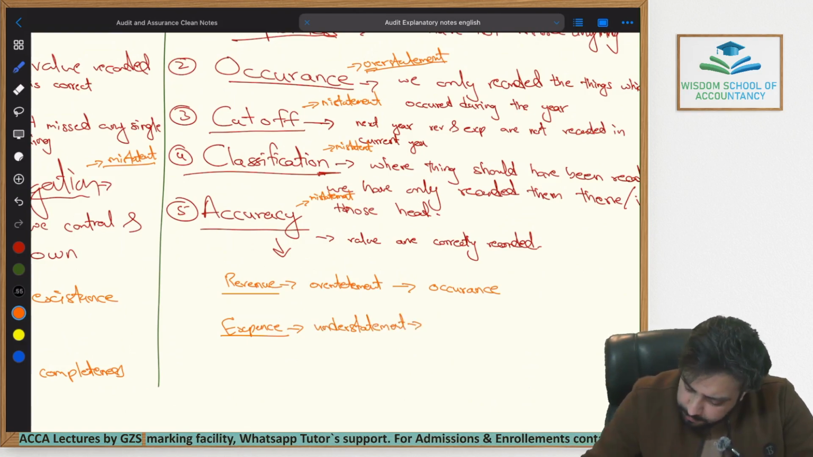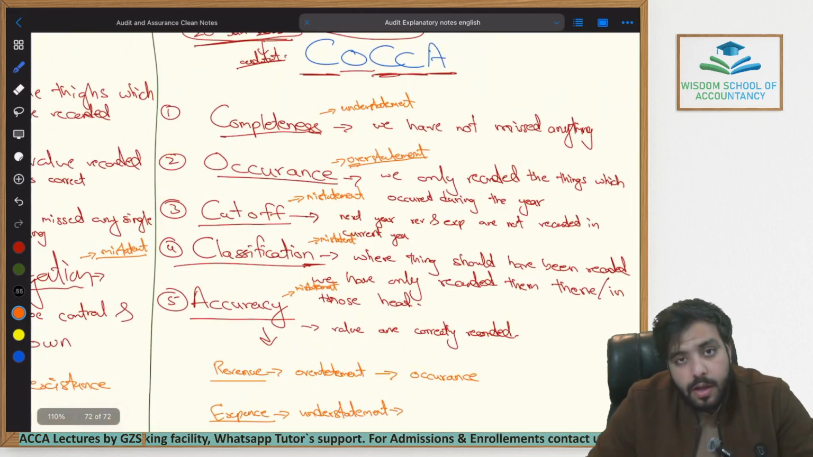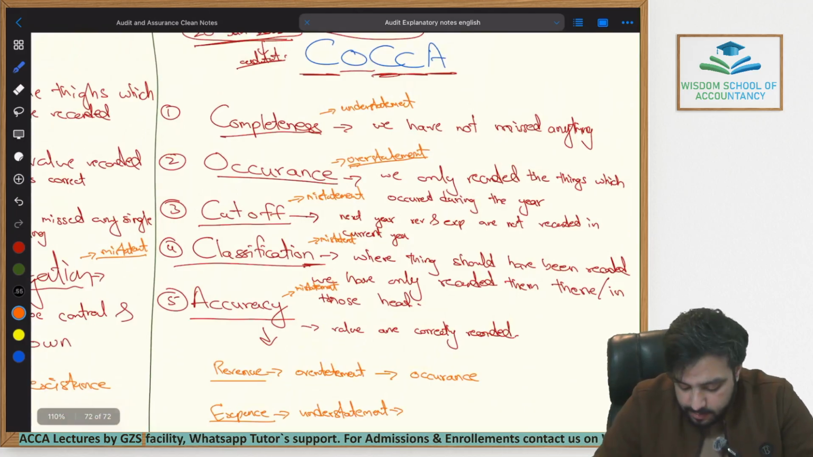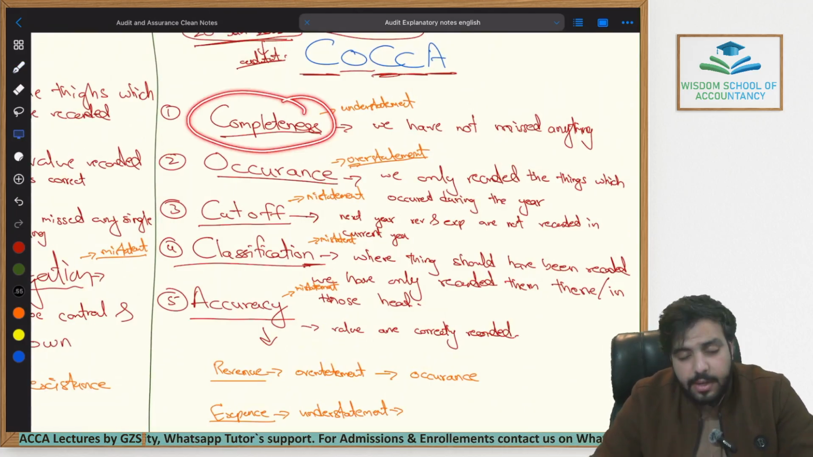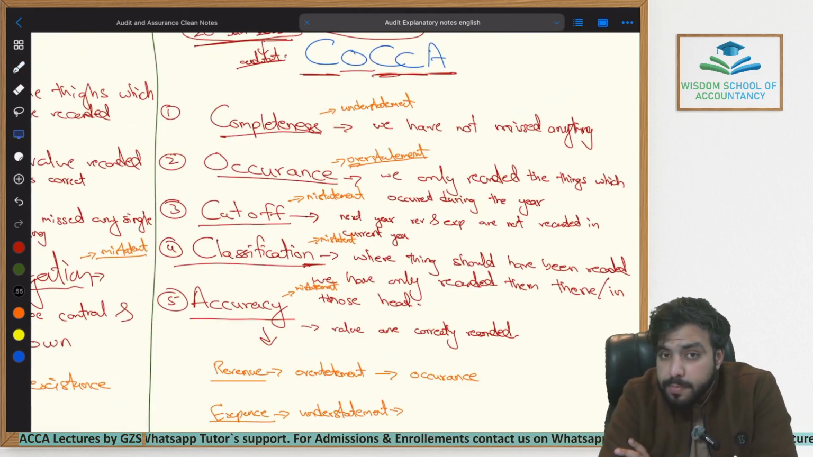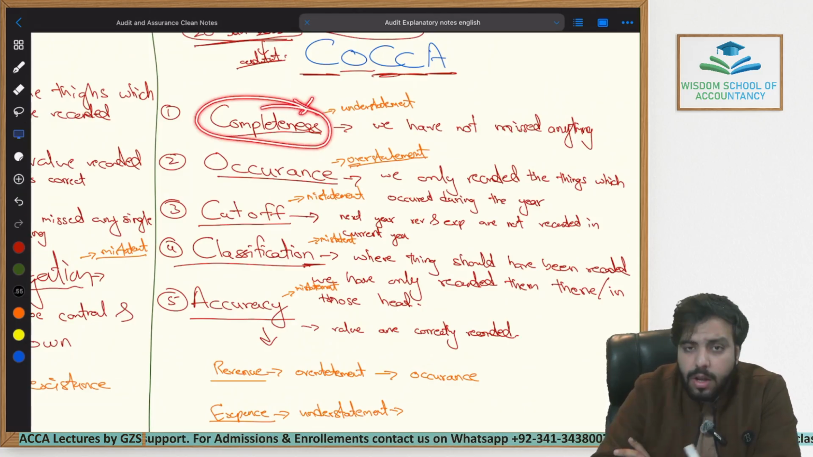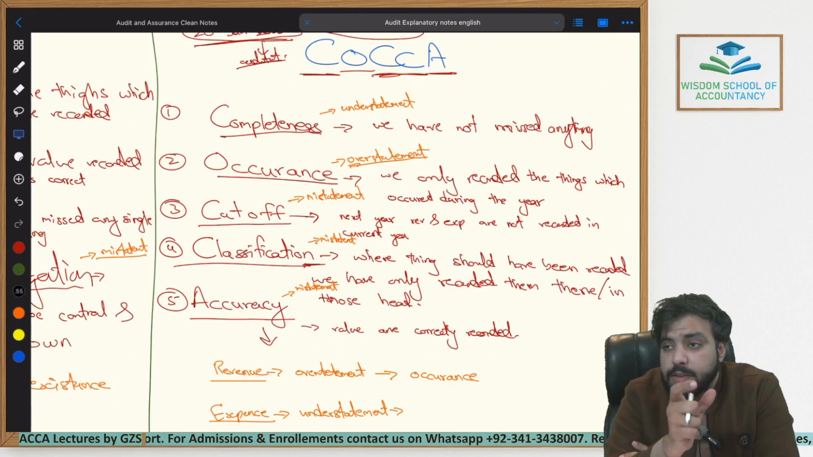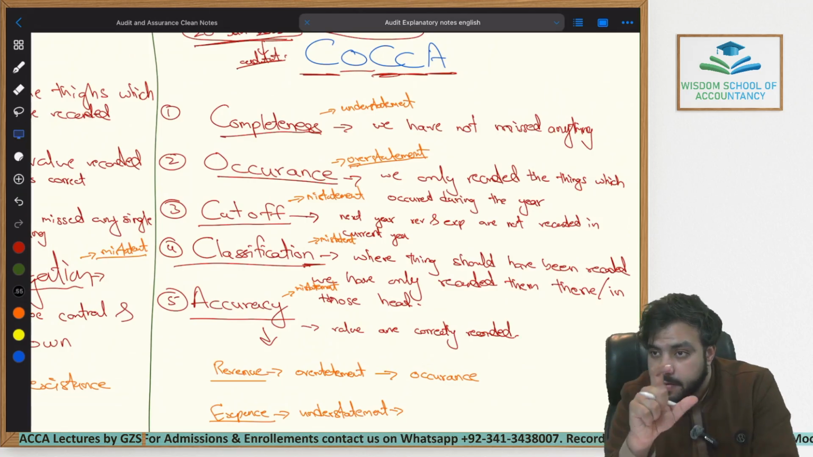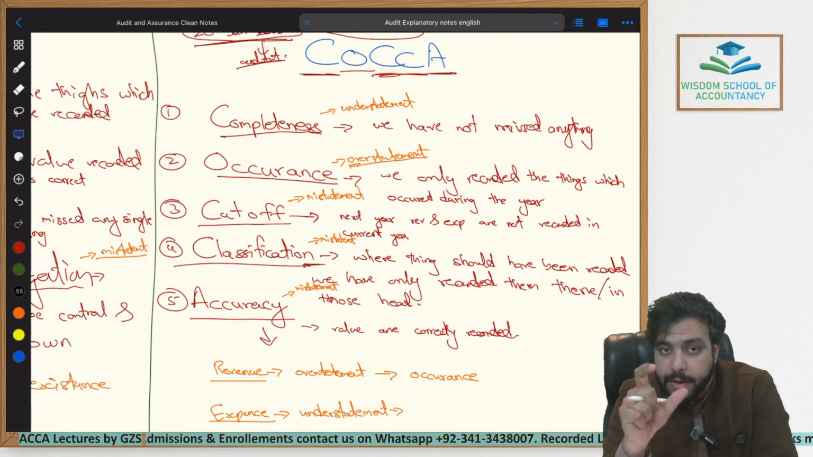And which of the following assertions here can be linked with understatement? Completeness. Why completeness? Because when management says that we have not missed any single thing out, we have recorded every single thing that occurred during the year, we have not missed it at all. This means that the management is saying we have not under recorded anything. We have recorded every single thing that happened during the year.